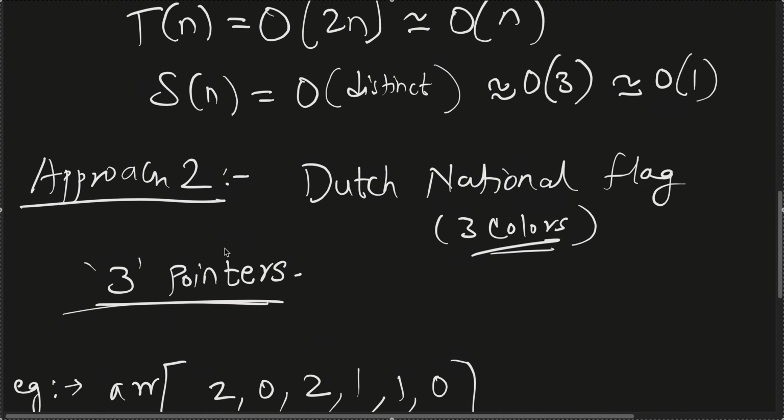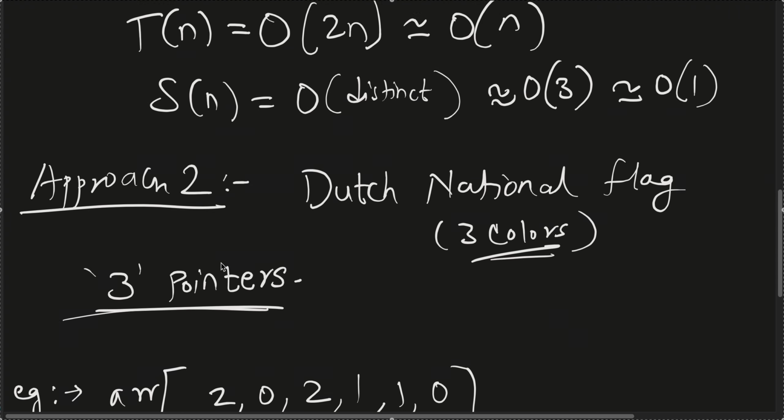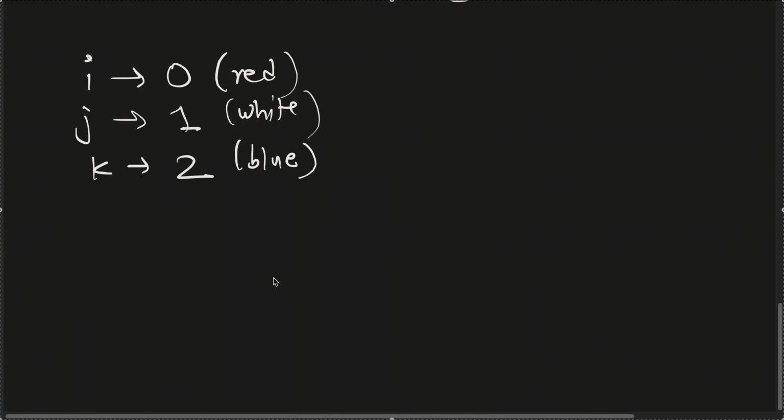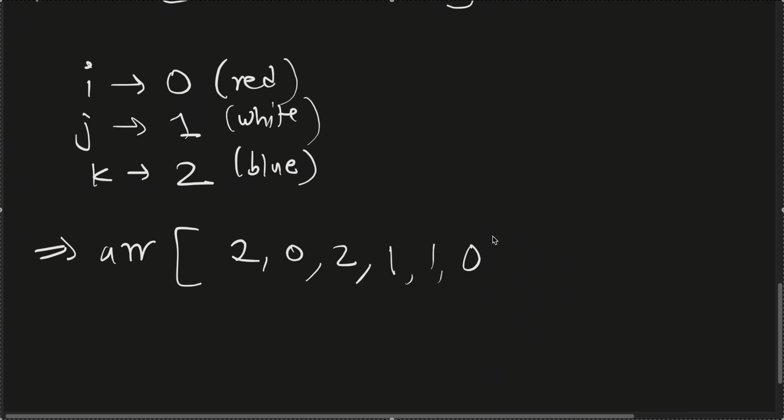And we know that 0 represents the color, right? What does 0 represent? Red, 1 represents white, and 2 represents blue. So let's do the dry run on this array. 2 0 2 1 1 0.